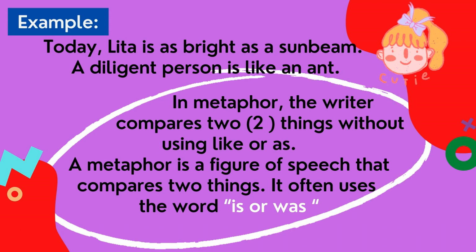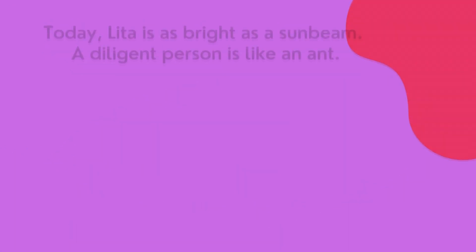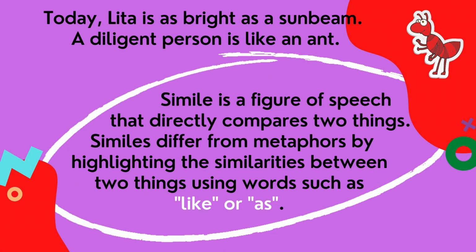So, in metaphor, the writer compares two things without using like or as. A metaphor is a figure of speech that compares two things. It often uses the word is or was. The other example is, a diligent person is like an ant. A simile is a figure of speech that directly compares two things. Similes differ from metaphors by highlighting the similarities between two things using words such as like or as.